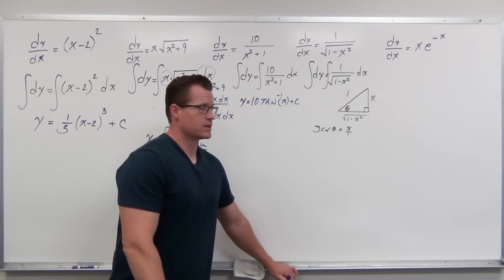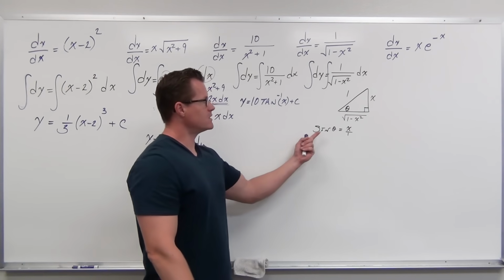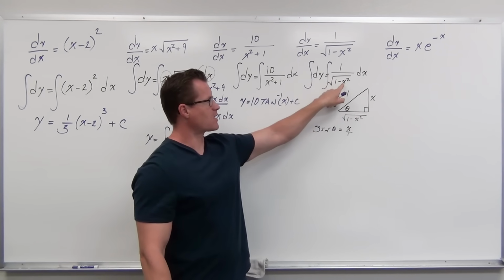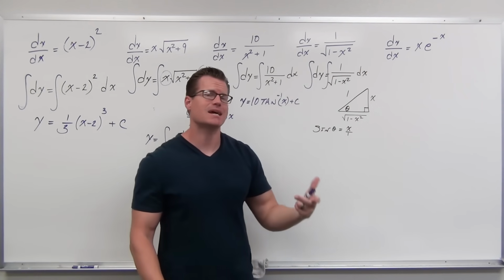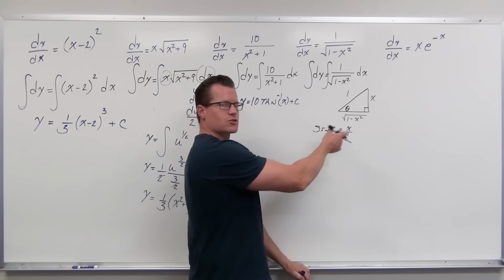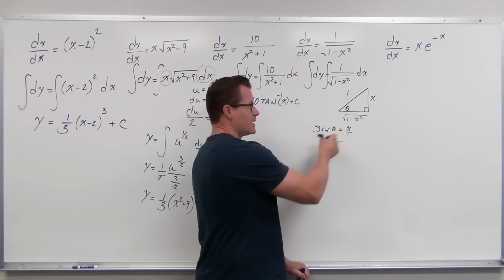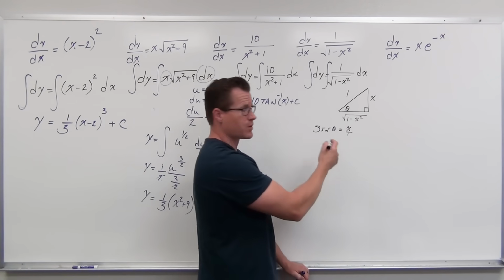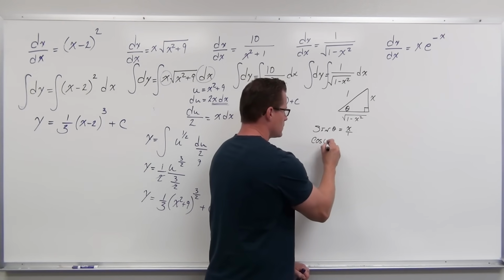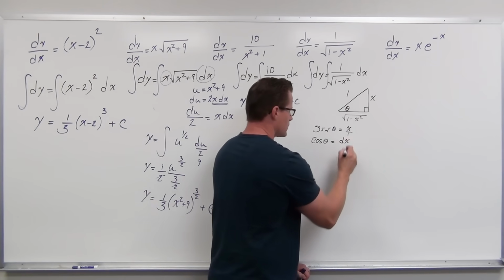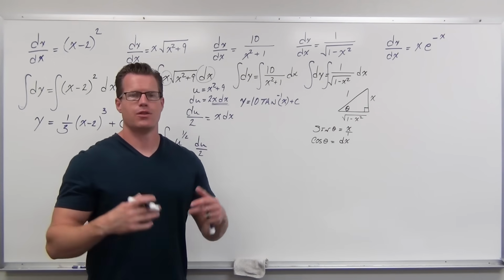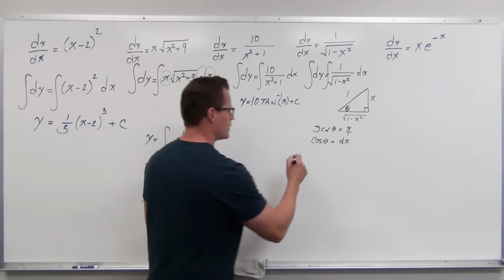Now, if we're going to do a substitution like that, we need to know that because x is the independent variable, we're dealing with a dx, you need a dx substitution also. That comes from a derivative here. So if sine theta equals x, then take a derivative of both sides. Cosine theta equals dx. That lets us substitute.